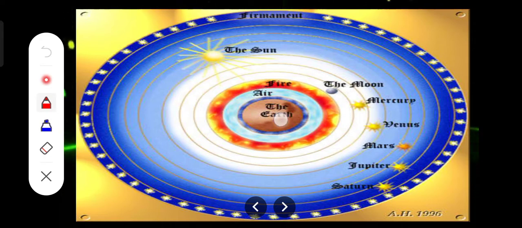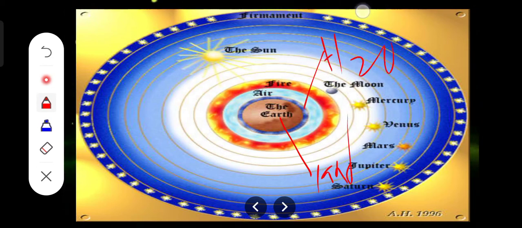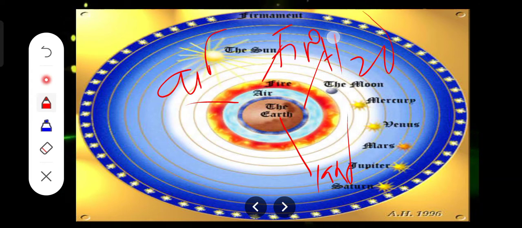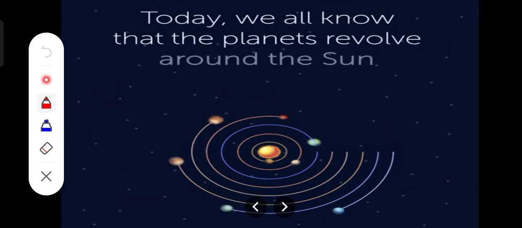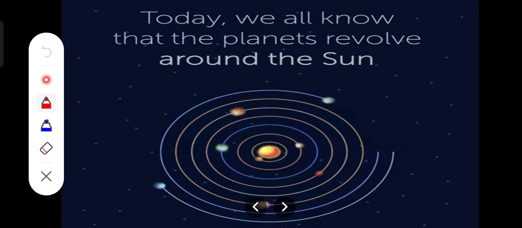We have here the earth or the land. We have here the water. We have here the air. And the last one is the fire. Okay, so that one is the model of Aristotle. But today, we all know that the planet revolved around the sun.